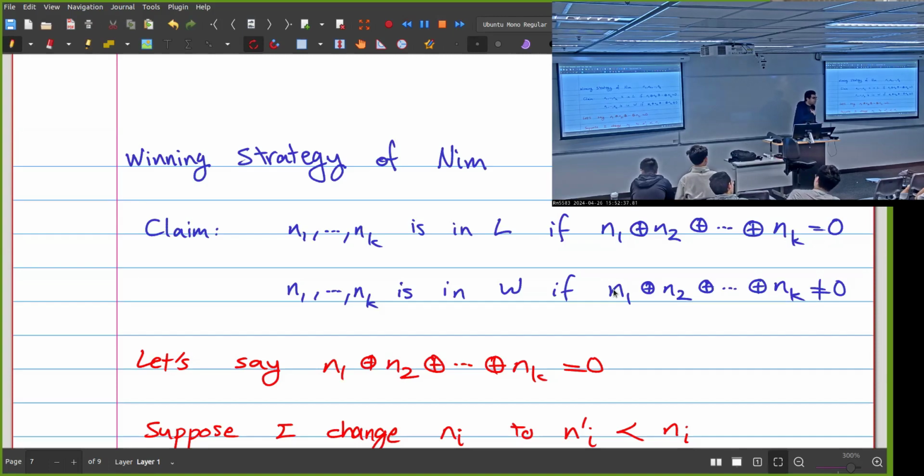So imagine I'm the player who's always making the XOR 0. I make the XOR 0, you make the XOR non-zero. I make it 0, you make it non-zero. And the game cannot go on forever because our games are terminating. So at some point, it's going to end. But it ends with all the numbers being 0, so it's your turn to move when it ends. So I will always win. Okay, that's the whole point.